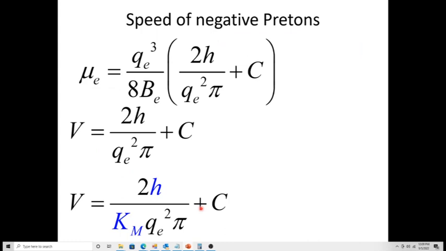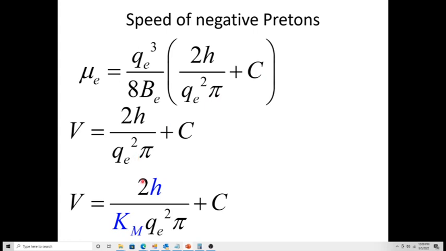Okay, now let's talk about the speed of negative pretons. The negative pretons which are in the electron. Now remember, this is the magnetic moment equation we showed before. This is our speed equation. So let's pull this out. That's our velocity, our orbital velocity of our pretons.